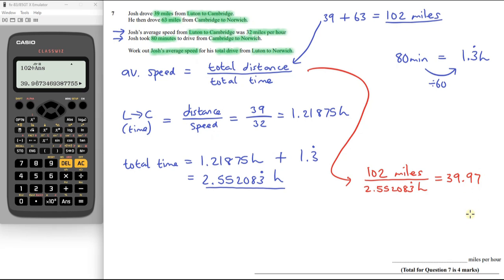We don't need miles per hour because it already says it in the answer line, so I'm just going to leave it like that: 39.97. And it doesn't say what to round to. So if you have rounded it to one decimal place, you could say 40.0, or you could have rounded it to 3 decimal places. Either way, you would get 4 marks if you got the correct answer.